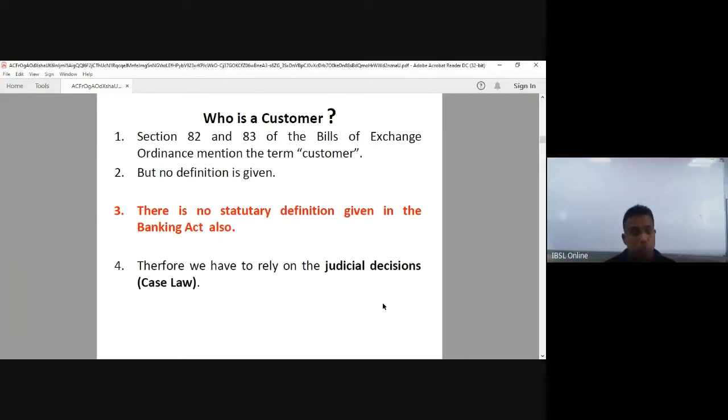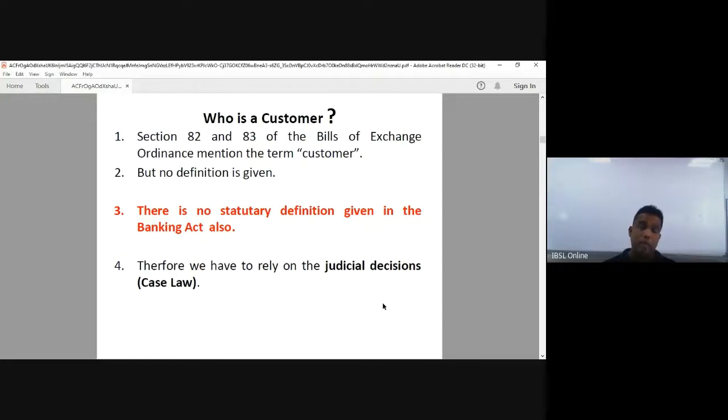When there is an issue before the judge or before a court of law, and the court has to decide who is the customer of the bank or what the requirements are to become a customer of a bank, there's no provision in the Bills of Exchange Ordinance, no definition, and none in the Banking Act either. Then how does the judge have to decide?